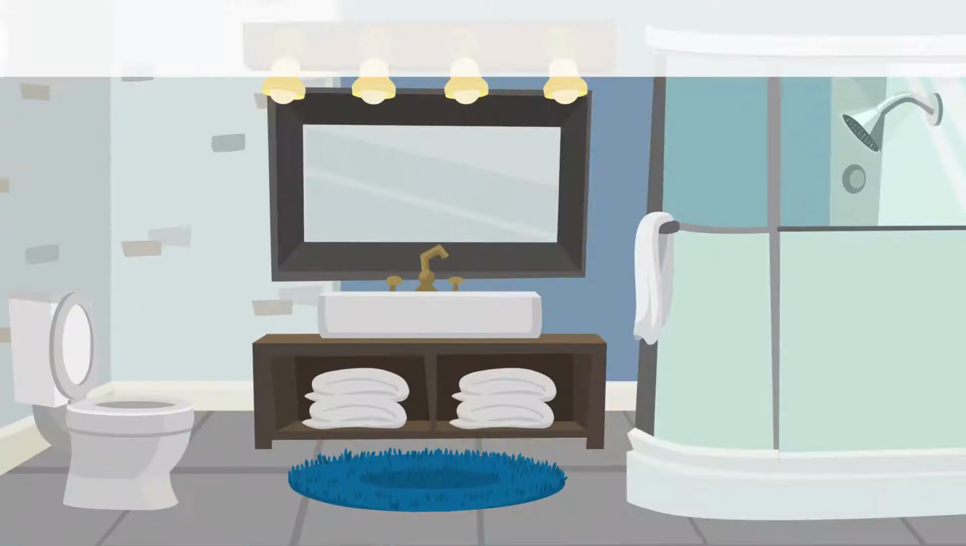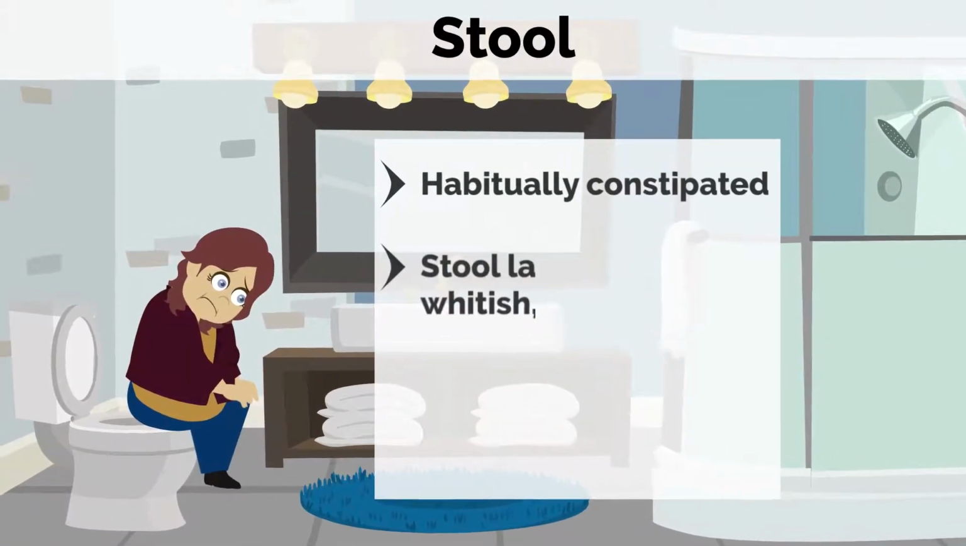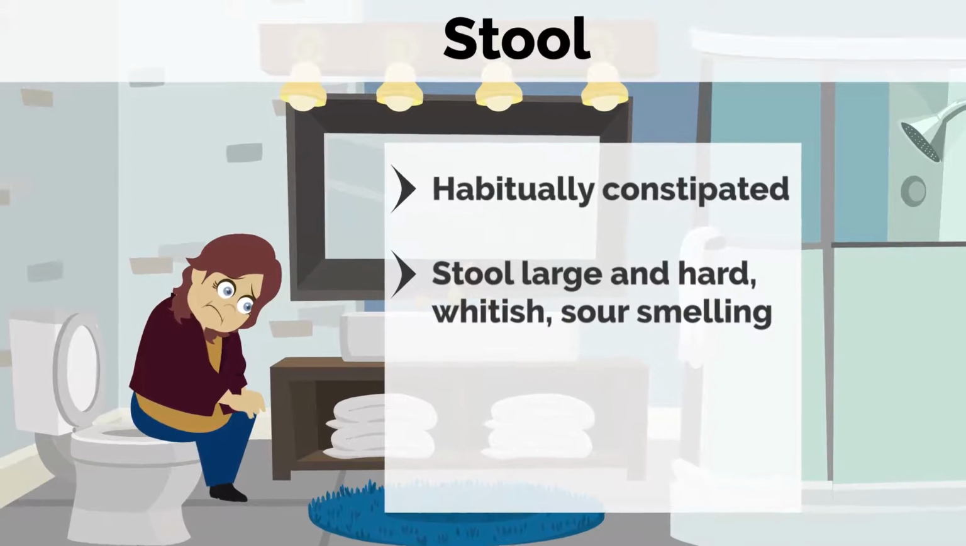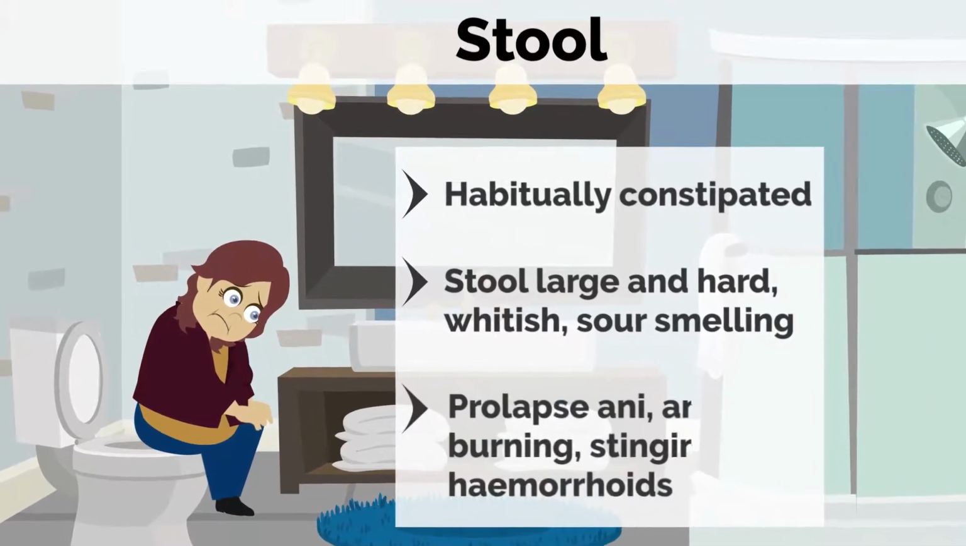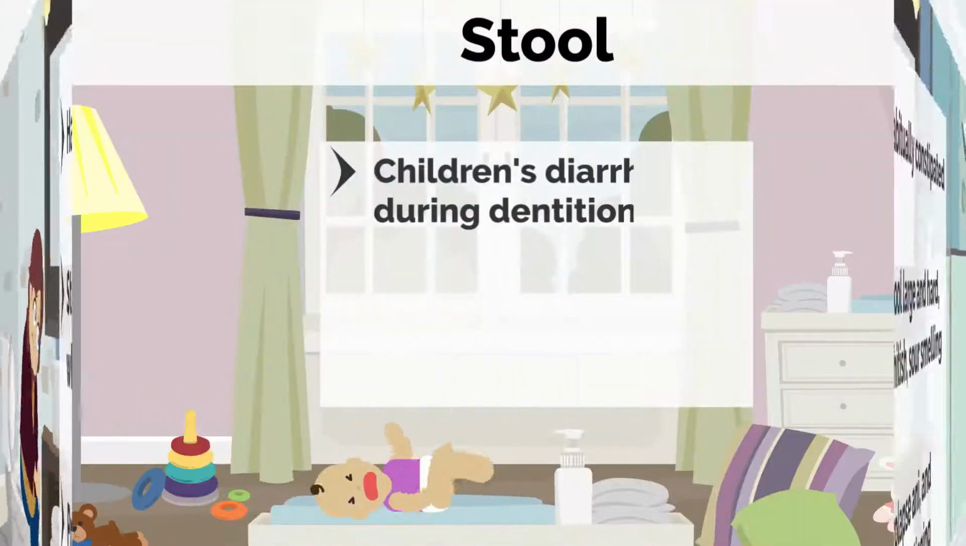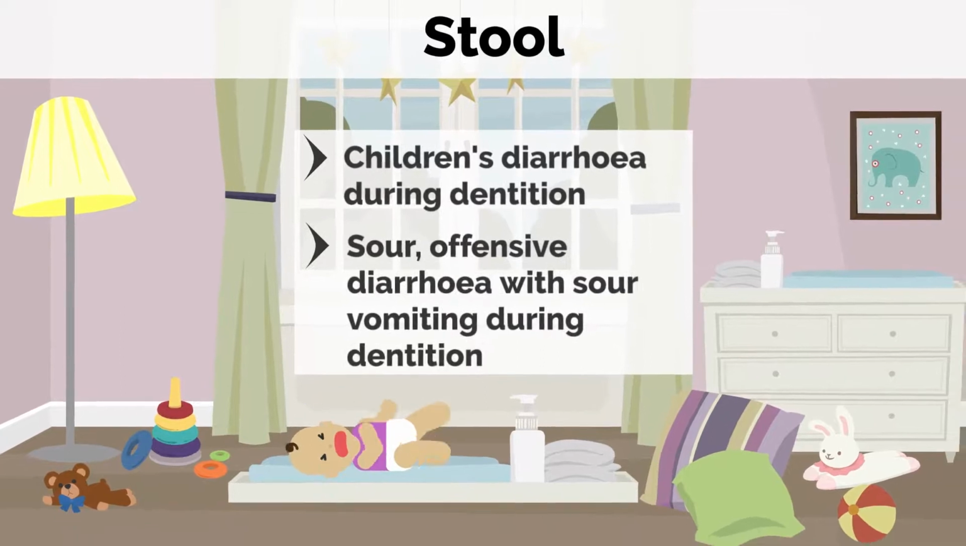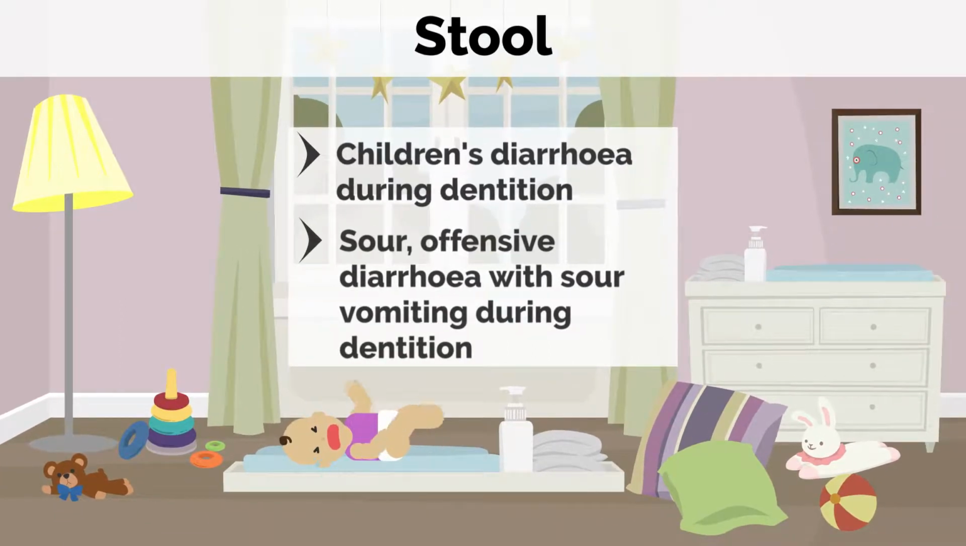In case of stool symptoms, the patient is habitually constipated. Stool is large and hard, whitish, sour smelling. Prolapse ani, and burning, stinging hemorrhoids. Children's diarrhea during dentition. Sour, offensive diarrhea, with sour vomiting during dentition.